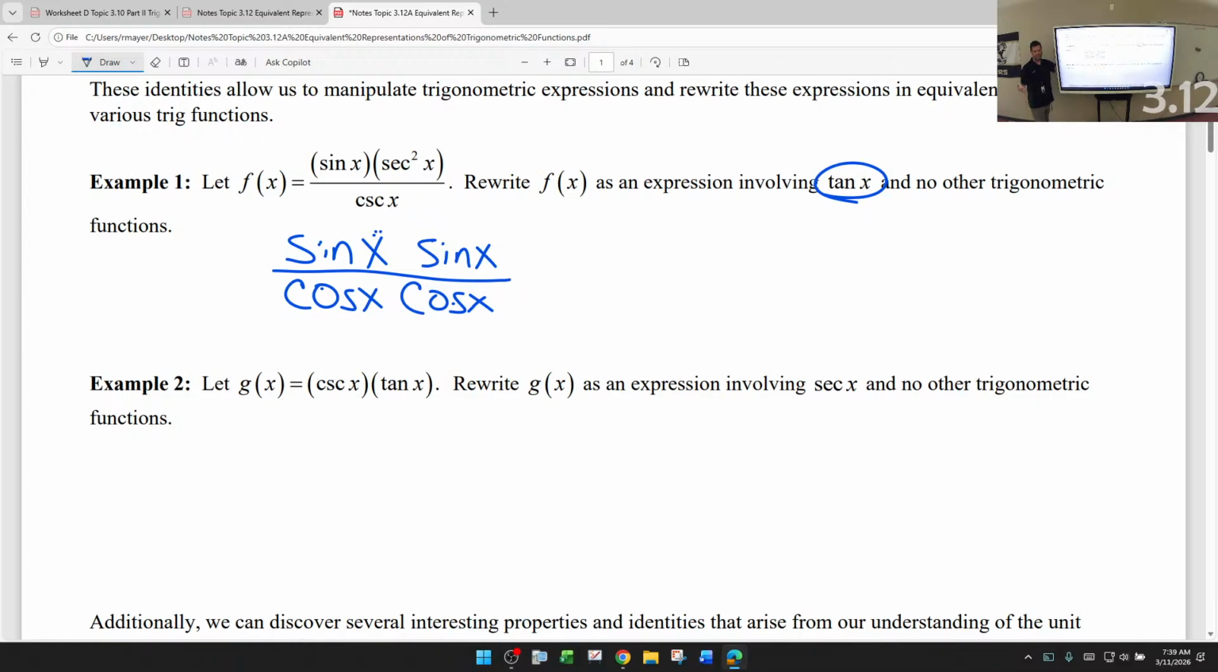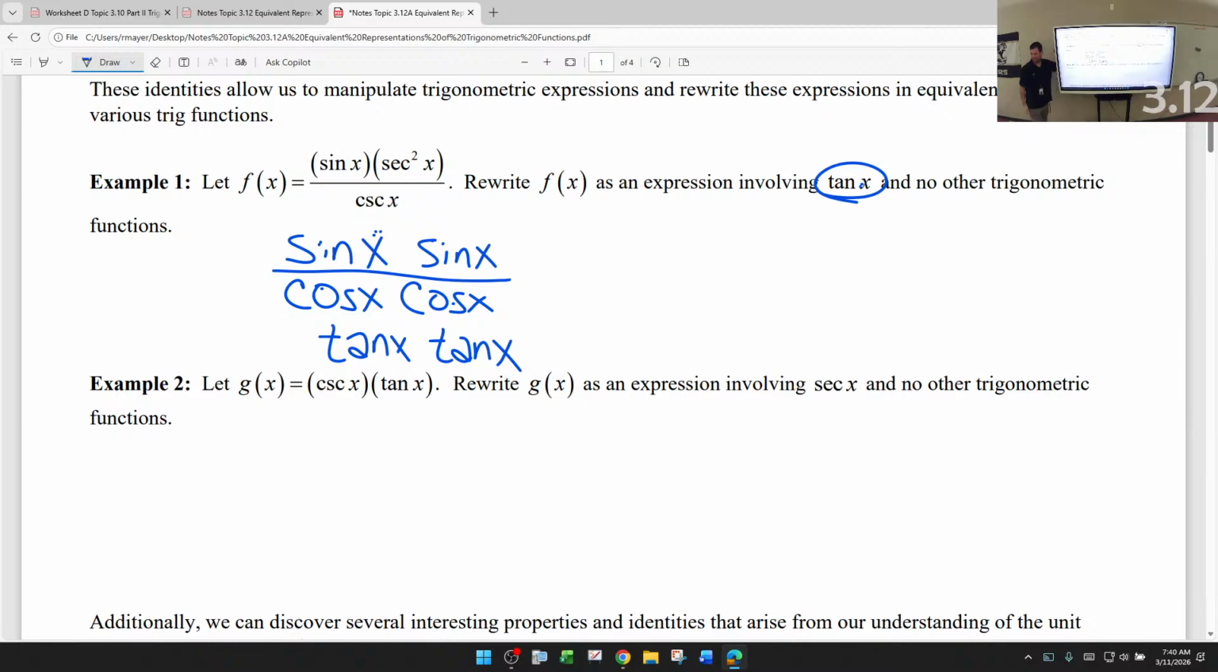Hopefully you guys see where we're going with this. They're basically telling you how they want this to end up looking. It just so happens I could have left it right here. I don't know if that's simpler or if I just rewrote it. They told me to rewrite it in terms of tangent, and I don't have it quite in terms of tangent, but I basically do. This ends up being a tangent x, and this ends up being a tangent x.